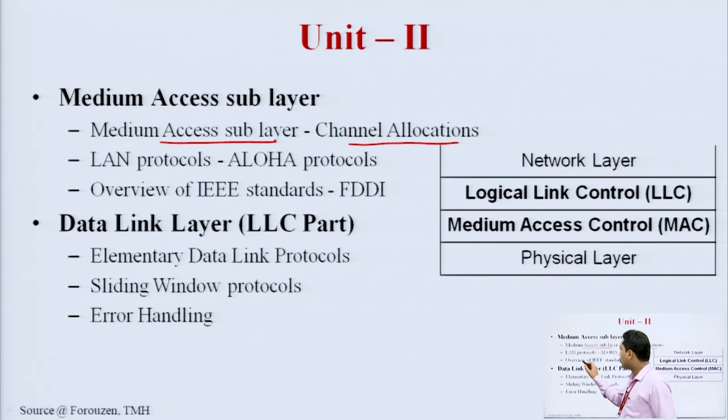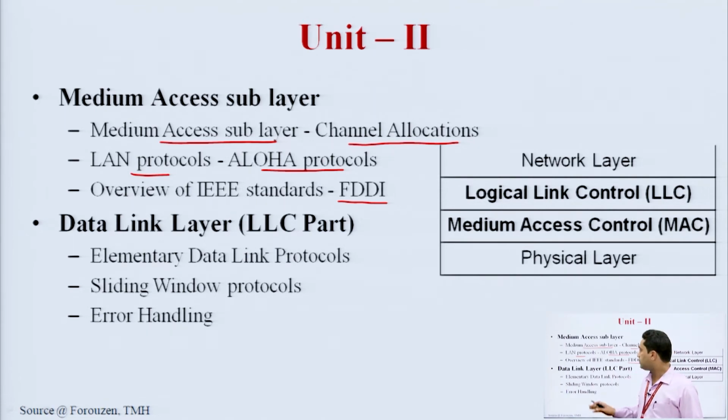Then LAN protocols, and how things are to be planned in the wireless medium, wireless LAN. We will also discuss this in the coming lectures. So this is the complete syllabus of unit number 2 and what we are going to study in the coming 6-7 lectures. Then there is one standard, which is FDDI. We will also discuss this part. Next is the data link layer part 2, which is LLC, logical link control. In logical link control, the major parts are flow control and error control. Most of the numericals coming from this unit are from error control.